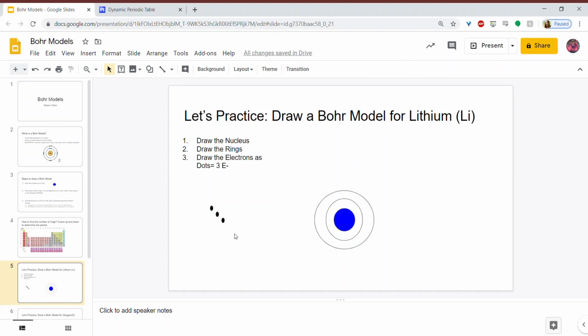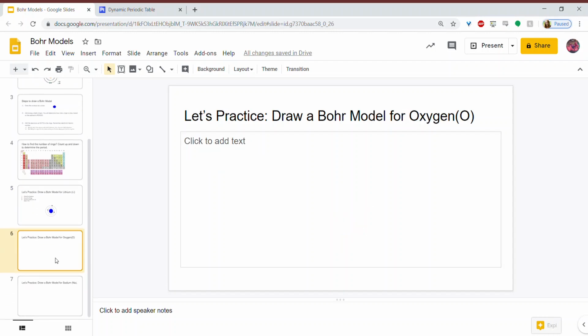Alright, so I'm going to put these dots on my lithium model. So I've got my 3 electrons. To follow the rules, 2 have to go on the most inside circle, because I start from the inside and work my way out. So I put 2 dots on the most inside circle. Then I put 1 dot, whatever's left, right there. And that is my Bohr model for lithium.